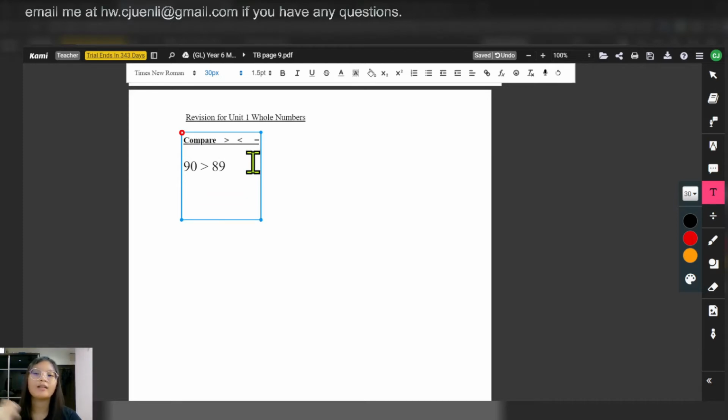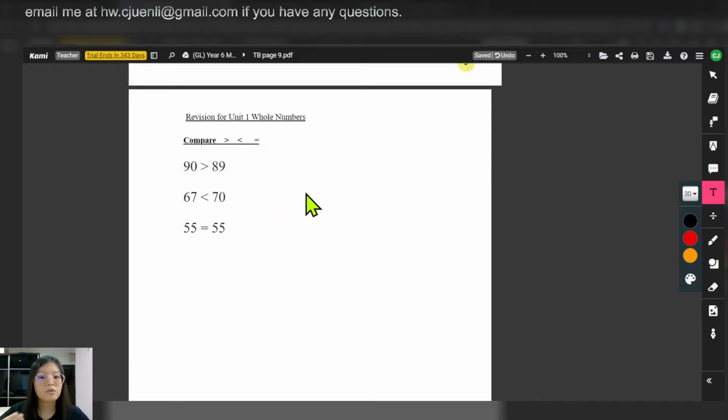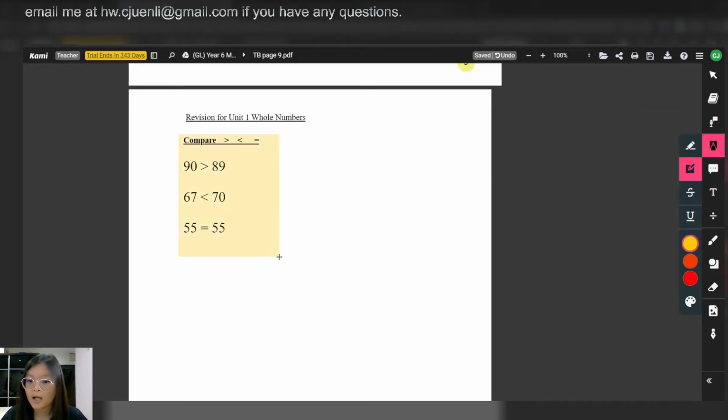So another random number, let's say 67. And 67 is actually smaller than 70. So you can see the difference over here. Whereas this last one, as you would expect, would be the equal number, meaning the same value, it is the same number, right? So this is the simplest part of this comparison subtopic.